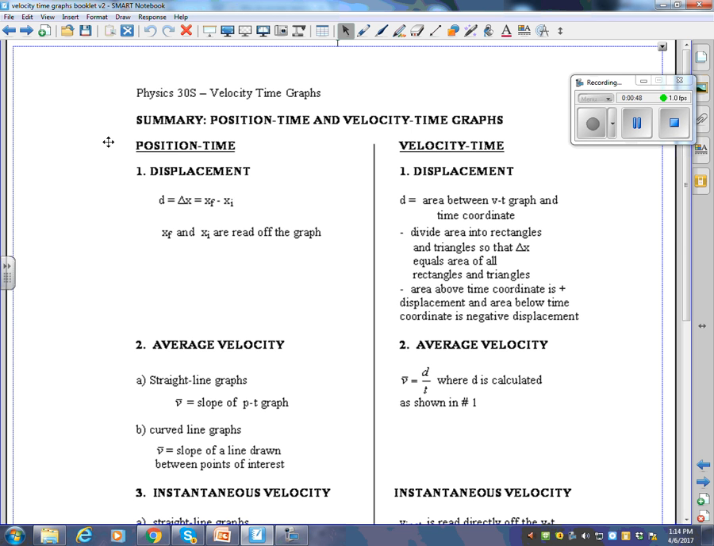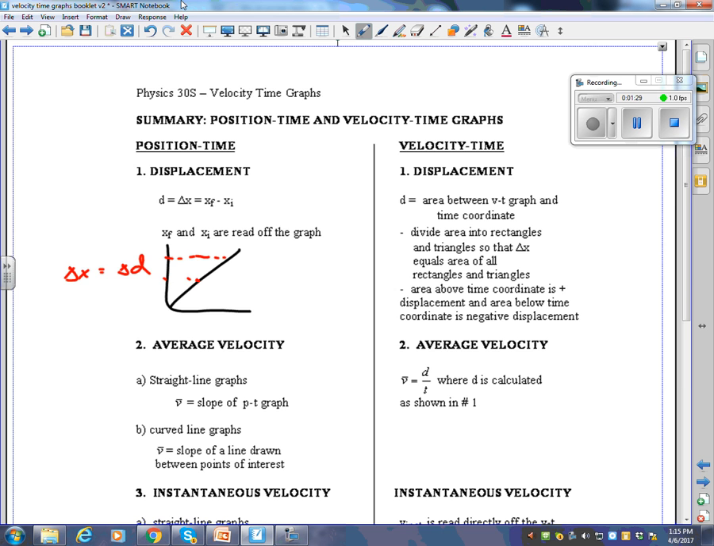So down the left-hand side, if you have a position time graph and you need to find displacement, how do you do it? You read the positions off the graph and you subtract. Here's the picture that makes sense. You simply read those positions and that is your delta D. That is your displacement. Sometimes it's called delta X. That's how you find displacement.